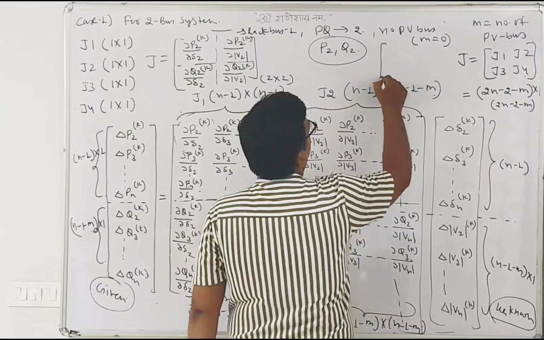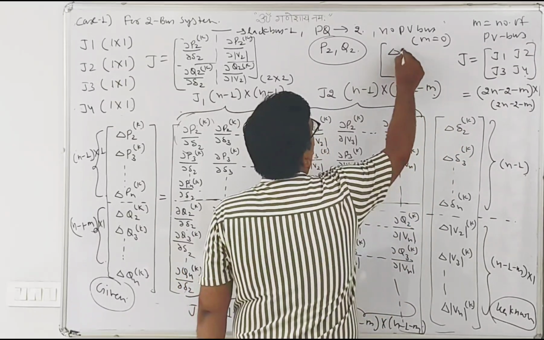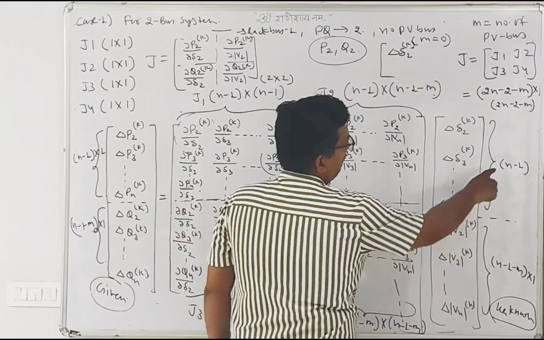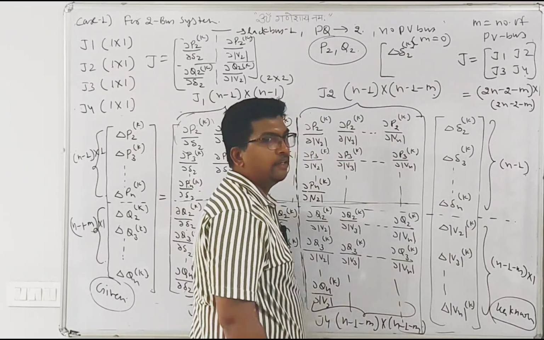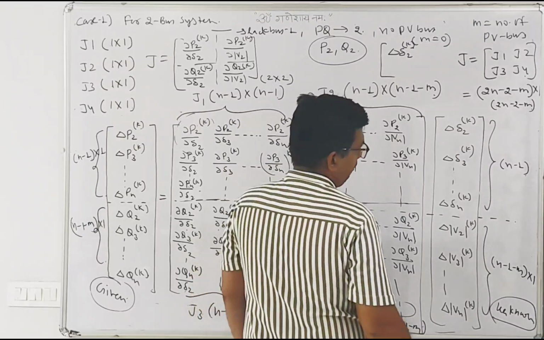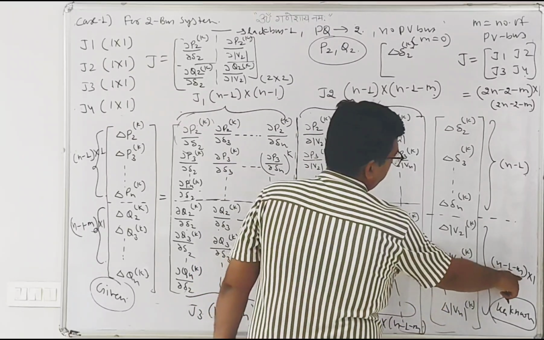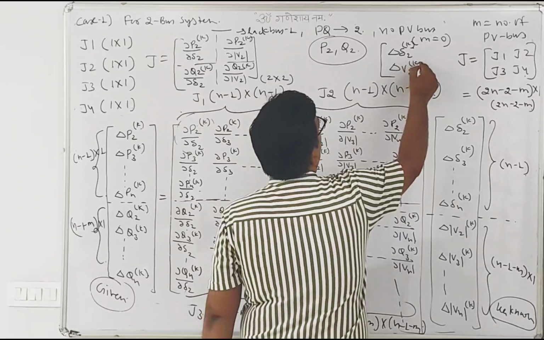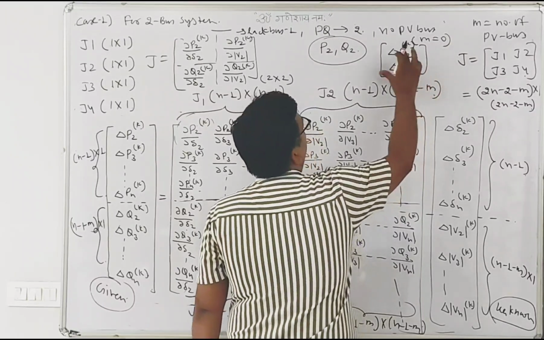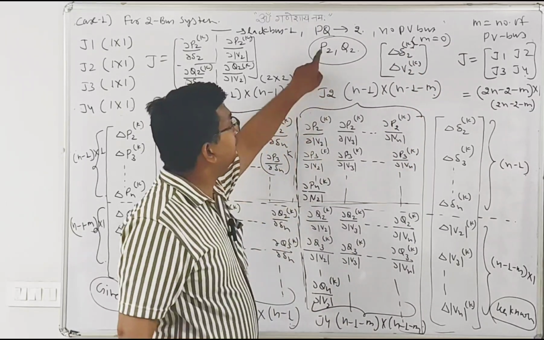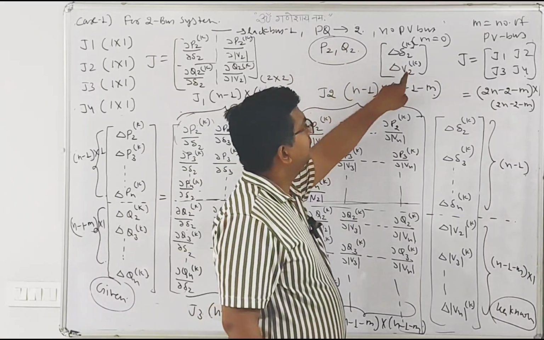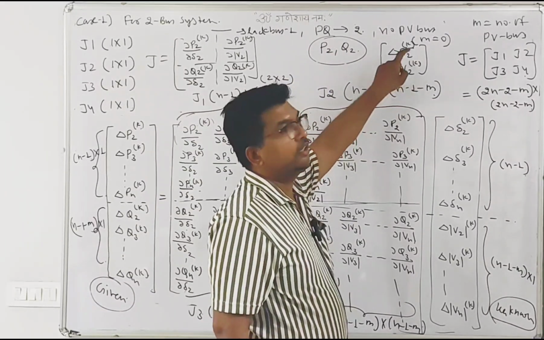So the unknown terms become delta 2k, because n is basically your 2, 2 minus 1 is 1, and here m is 0. So this will be delta V2k. These quantities we have to determine, because this is our load bus. So at the load bus, what are the unknown quantities? The voltage and the delta.